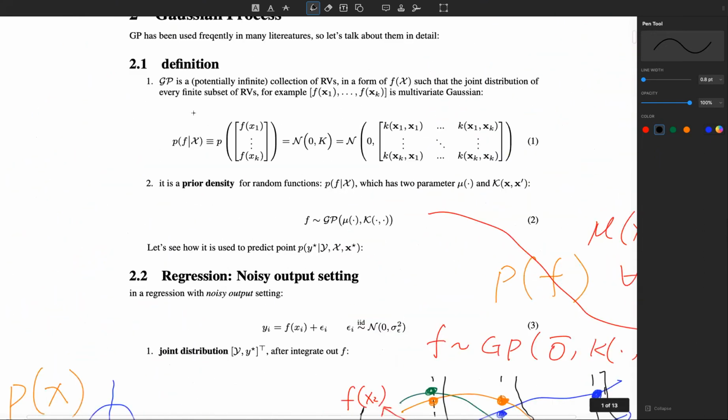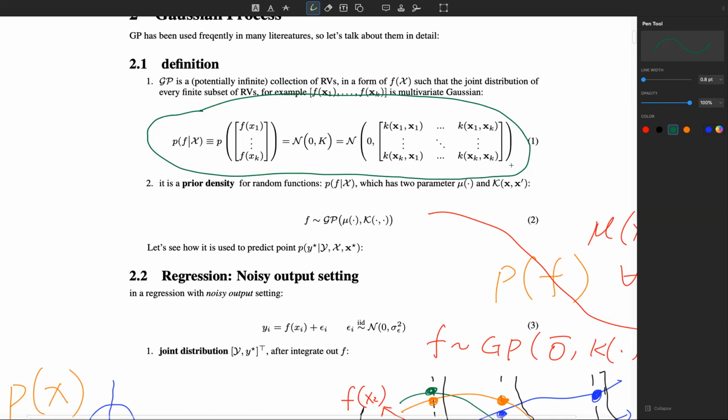I actually have a slide here that shows you the same thing. If you have x1 to xk, a k-dimensional vector, and each element of your random variable is f(x1) to f(xk), they are jointly Gaussian distributed, and that's the covariance matrix for them. Okay, so is that okay? That's just the definition of a Gaussian process.